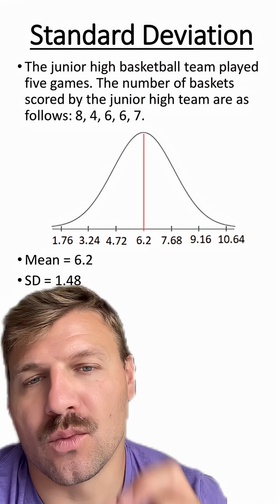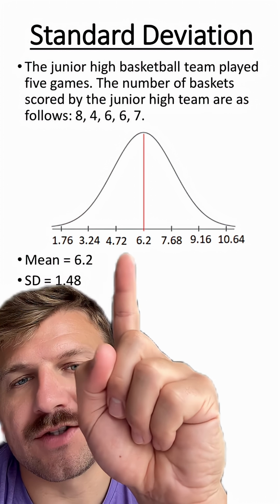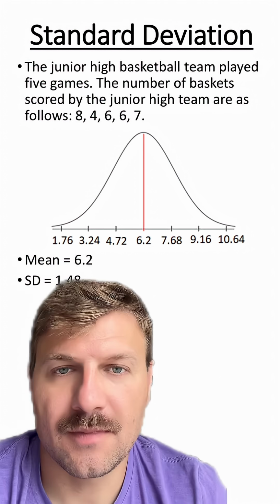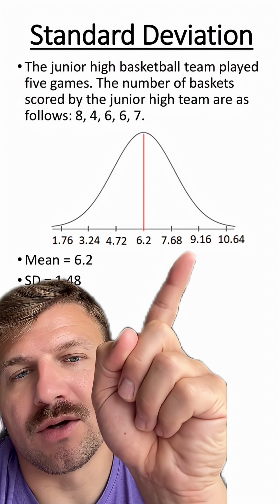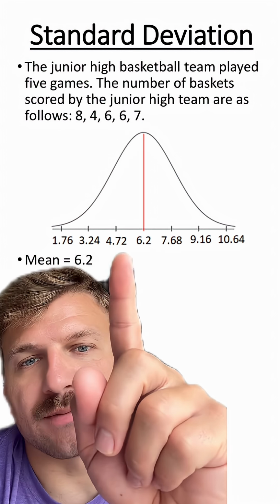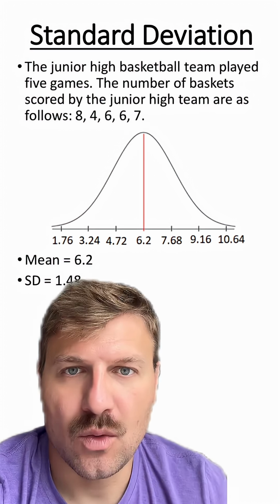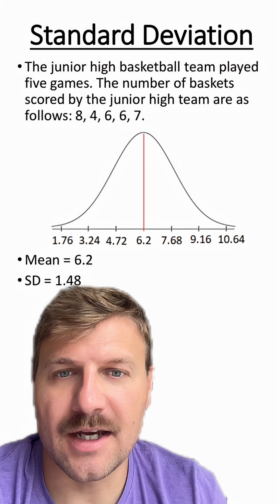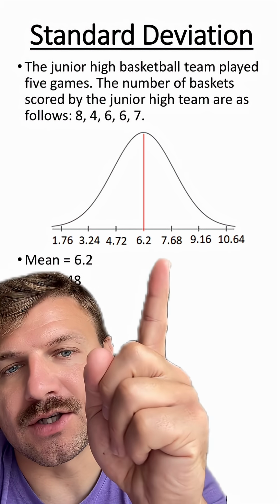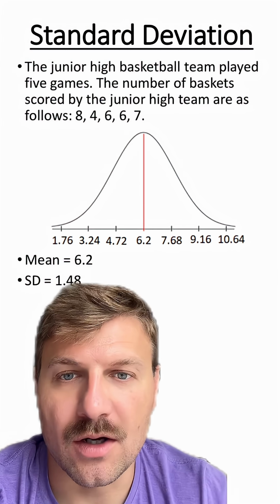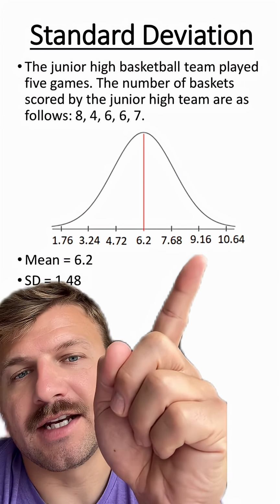and subtract 1.48. So our first standard deviation is going to be between 4.72 and 7.68. Our second standard deviation is going to be between 3.24 and 9.16. That's again because we subtracted and we added 1.48, or the standard deviation. We can accurately say with this graph and data that 68% of the data is going to fall between 4.72 and 7.68. We can also assess that 95% of the data is going to fall between 3.24 and 9.16.